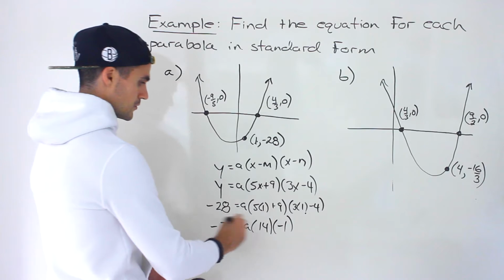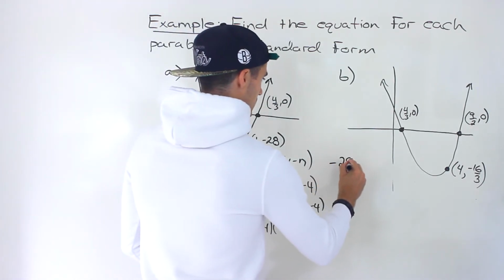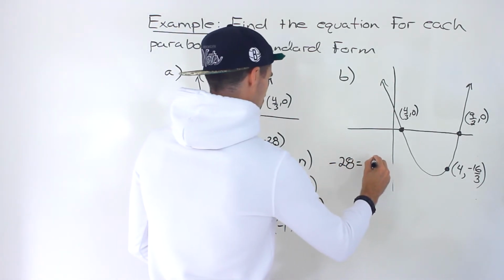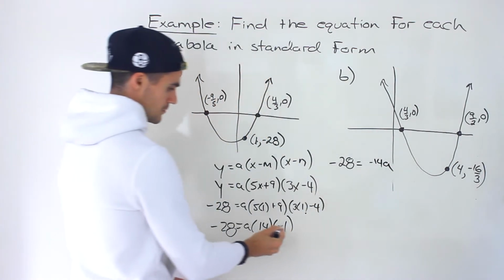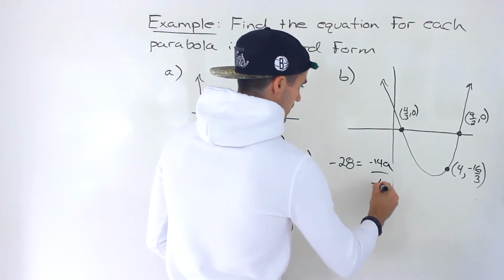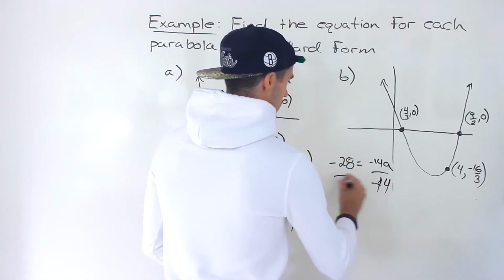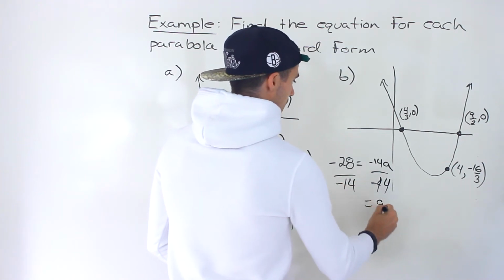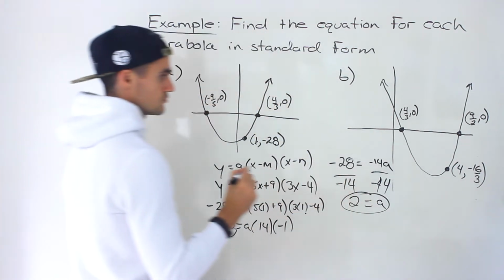-28. So we end up with -28 equaling -14a, right? When we multiply all of these, divide both sides by negative 14, a value is 2.